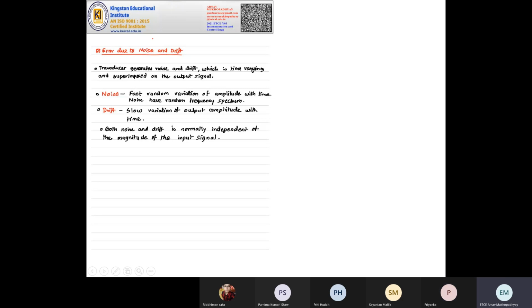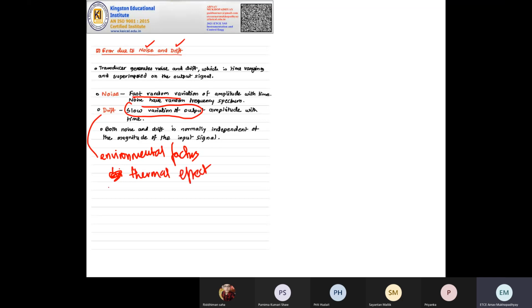Okay, now next one. Noise. What is noise? Noise is fast random variation, and there is something other than noise, that is drift. Drift is slow variation. Drift happens because of environmental factors: thermal effect, then dust, aging, etc. But noise can happen.